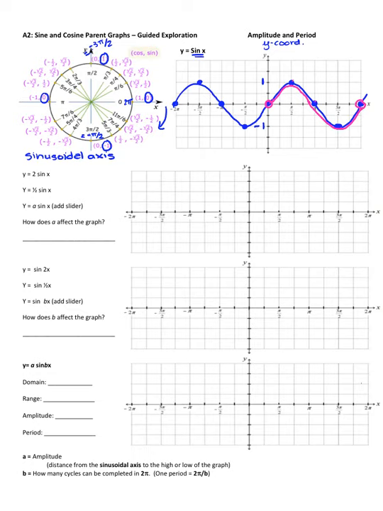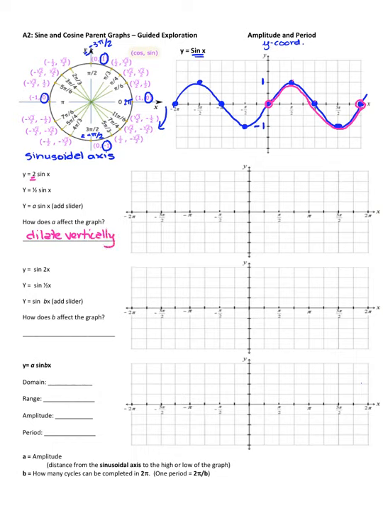So now what would happen if I were going to do an exploration of this and you were using Desmos, which is really what this was intended for? What would multiplying by 2 in front do to the graph? What it would do is dilate the graph vertically.